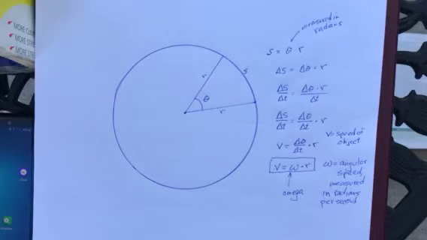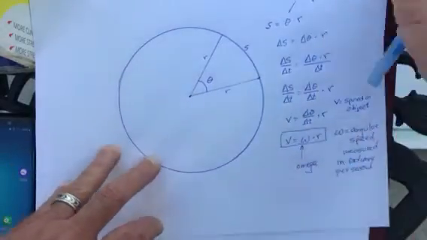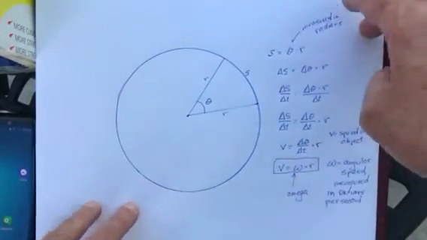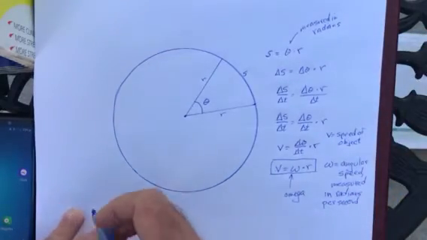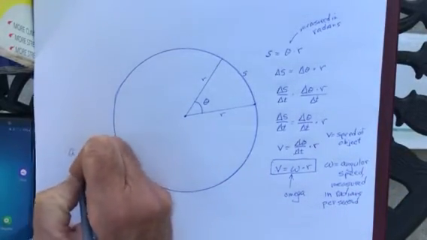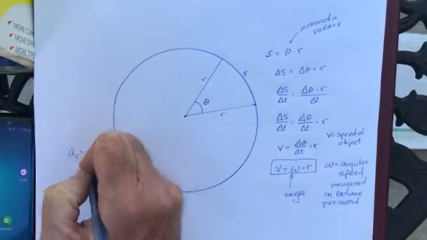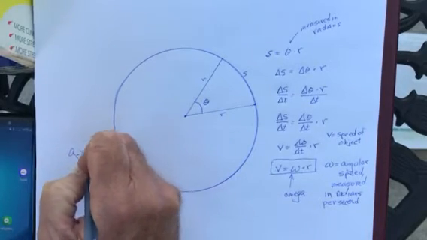Okay, so we've been talking about circular motion in terms of arc length and angles, as long as the angles are measured in radians. However, we can relate these concepts to the idea of centripetal acceleration and centripetal force. If you recall, the centripetal acceleration of an object was equal to v squared over r.